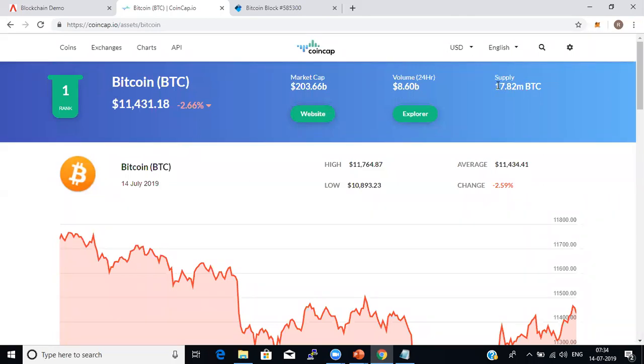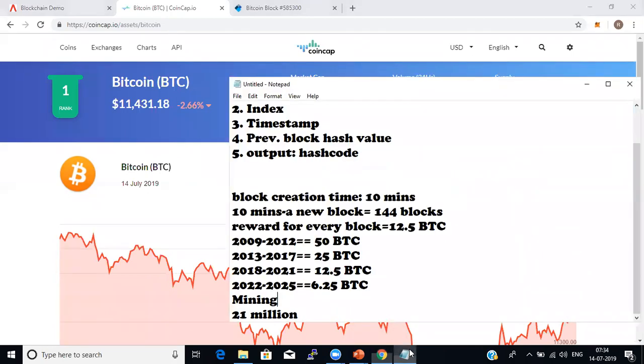If it is about 18 million now, then only 3 more million Bitcoins are left for mining. To reach that 21 million, it will take approximately until the year 2140. So in the next 120 years, the cap will be reached. Hope you understand the mining. It will keep on continuing.